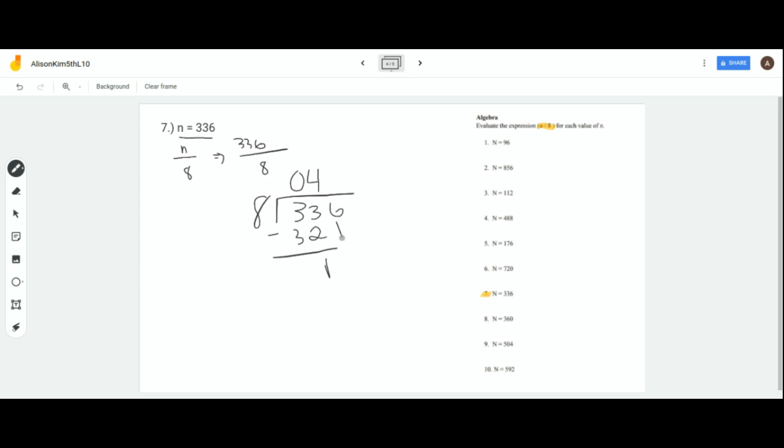Now we bring the 6 down, right? And we get 16. Can 8 go into 16 perfectly? Yep, because 8 times 2 equals 16. So we subtract 16. And in the end, we get 42 as our answer. Here, let me write it out for you guys. So in the end, we get 42 as our final answer. Okay? And that's how you do it for all your other problems. You plug it into this equation.